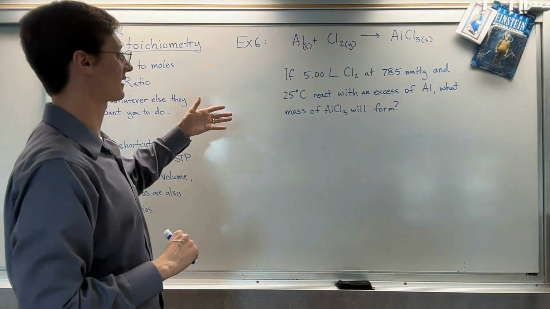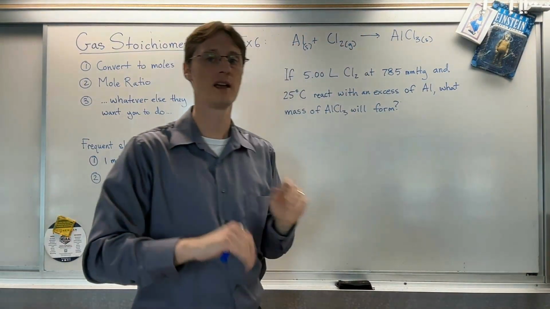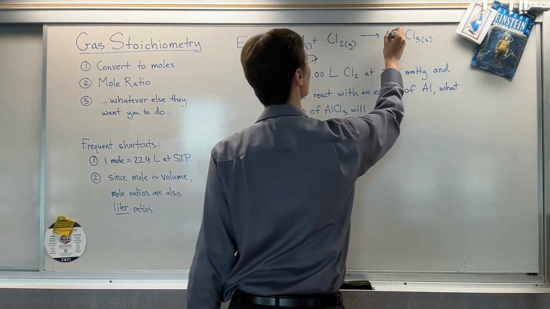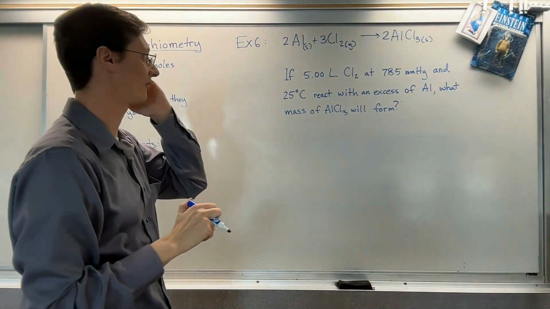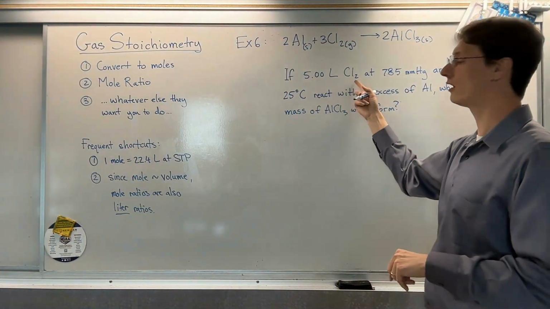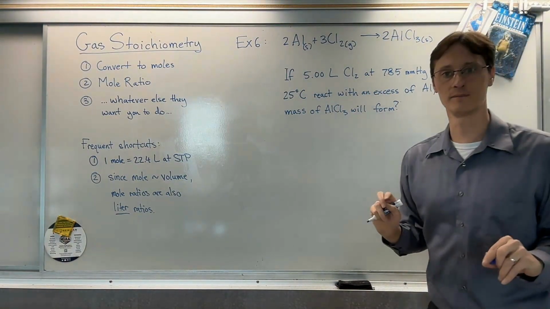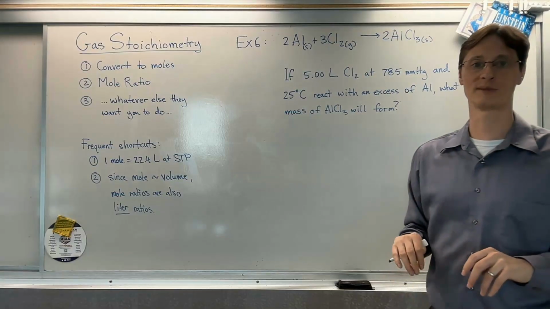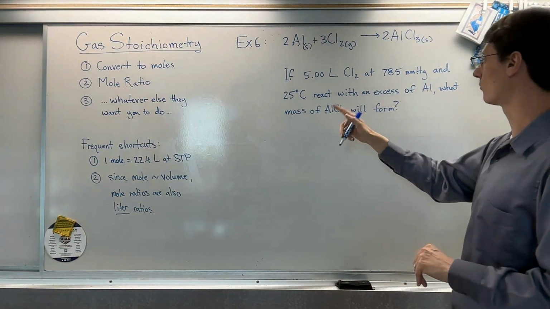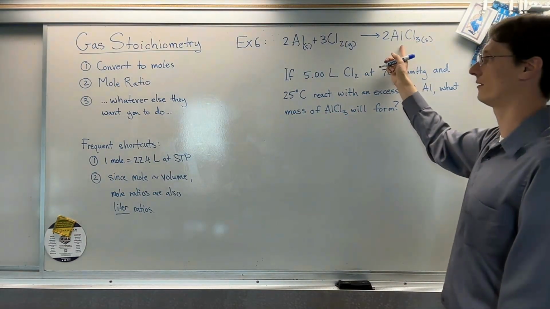Okay, example 6 is about the reaction of aluminum with chlorine to produce aluminum chloride. First thing I'm going to do is balance the equation because I know I'm going to have to do that anyway. 2, 3, 2 are my balance coefficients. Now reading the question, they're telling me a volume of chlorine gas is reacting with an excess of aluminum. So that means I don't have to worry about how much aluminum there is. This is not a limiting reactant problem. And then what mass of aluminum chloride will form. So they're telling me about this, and they want to know about this.